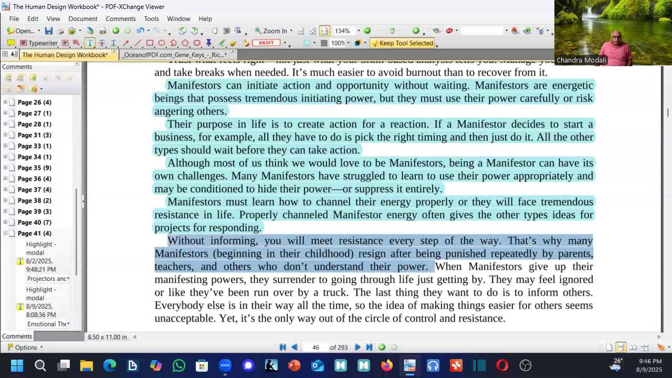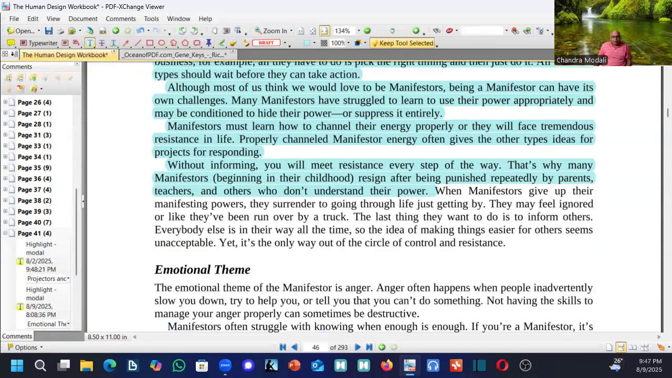So in a school, when you are a teacher, this becomes a very powerful tool in helping the child. For parents, this becomes a powerful tool to understand their children, their qualities. When manifestors give up their manifesting power, they surrender to going through life just getting by. They may feel ignored or like they are being run over by a truck. They give up.